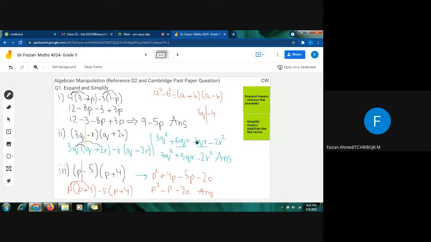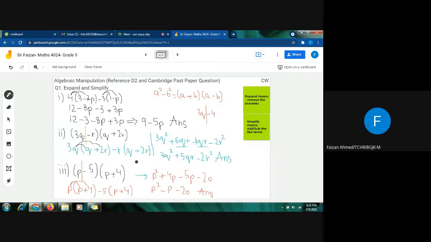Now this has been expanded. I just have to simplify it. So for simplification, I have to search for the like terms. Where are the like terms? Yes, there are the like terms. qr and qr, same variable. So these two are the like terms, and I know that 6qr minus 1qr will give me 5qr, and the remaining part will be as it is. 3q square will come in first, and minus 2r square will come in the last. This is my final answer. This cannot be further simplified, so this is my answer.